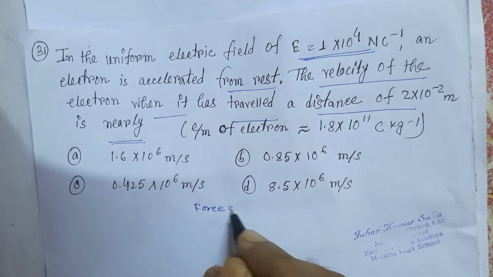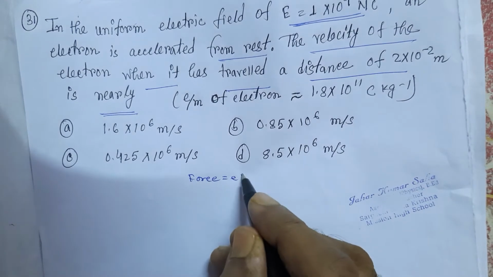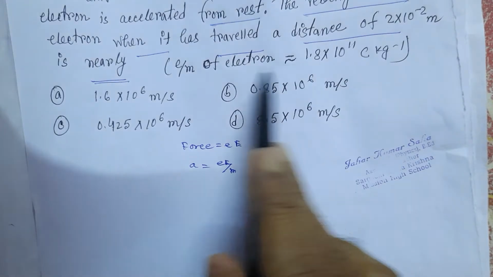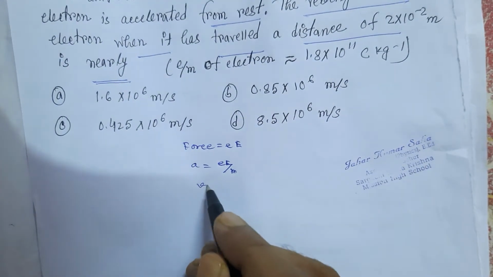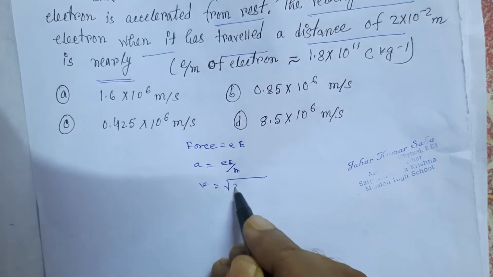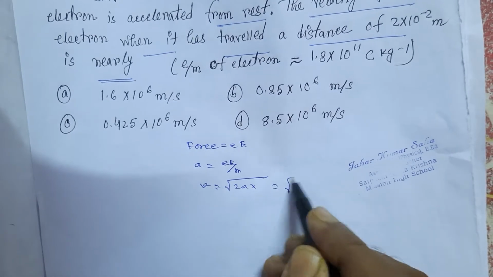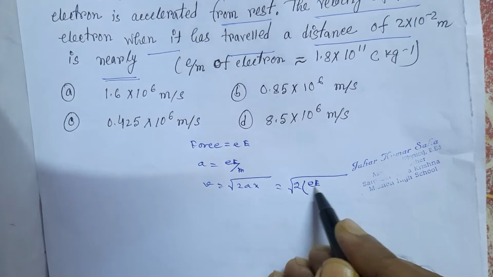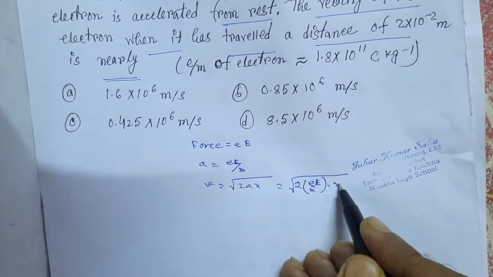That is why we get accelerated motion of the electron. Force equals small e into capital E. So acceleration equals eE by m. When it traverses distance x, its velocity v equals root over 2ax. That is, root over 2 into (eE by m) into x.